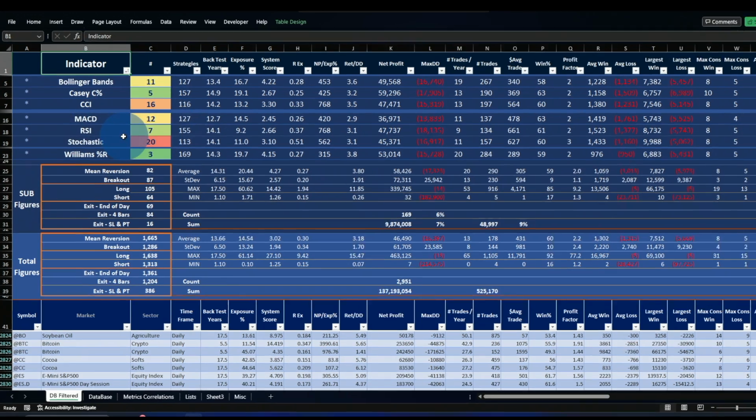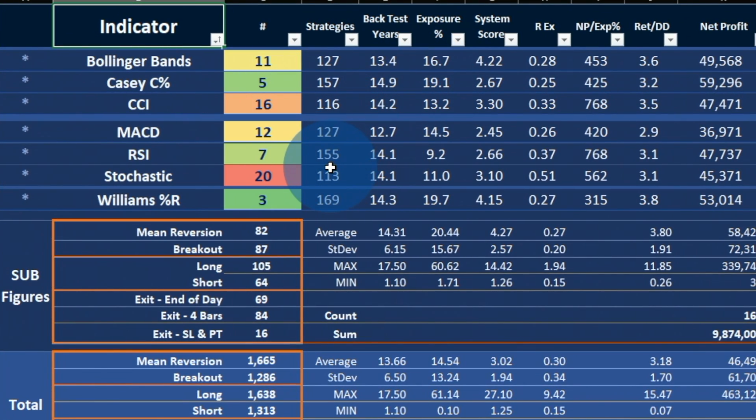And at the top here, I have the ranking system for all the indicators that I posted so far in the Algo versus Crap series. So we did Bollinger Bands, KCC indicator, CCI, MACD, RSI, stochastic, and Williams R. And like I told you, I already tested 22 indicators. Not all of them are posted on the channel, but currently Williams R sits at number 3.